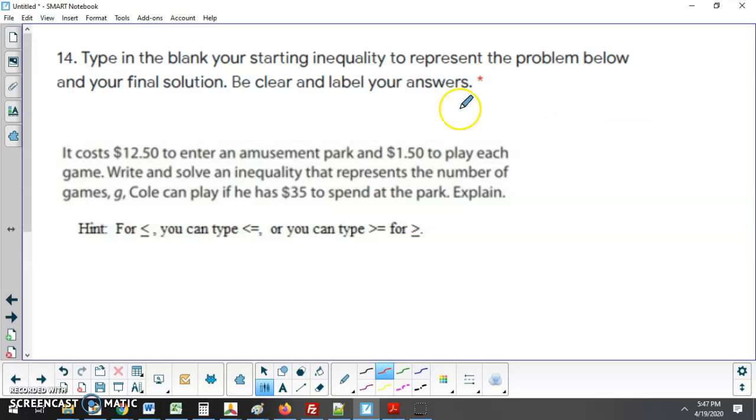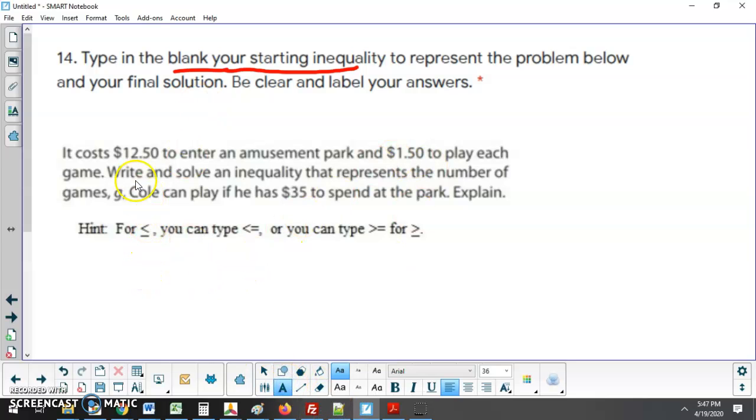Type in the blank your starting inequality. Some of you guys did not type your starting inequality. You just typed in your final solution. So you want to make sure to type in the inequality you're starting with. All right. So it costs $12.50 to enter an amusement park and $1.50 to pay for each game. So this is just like you're adding up the costs. Write and solve an inequality to represent the number of games.